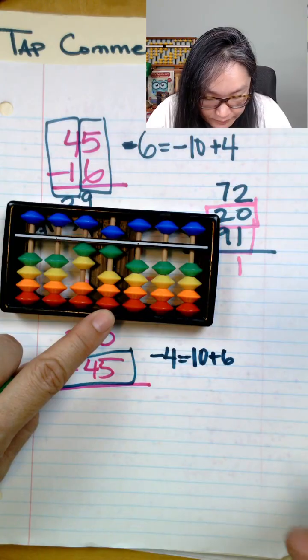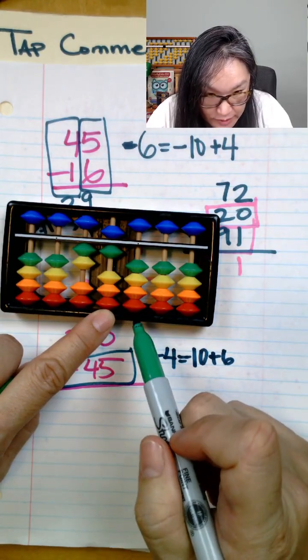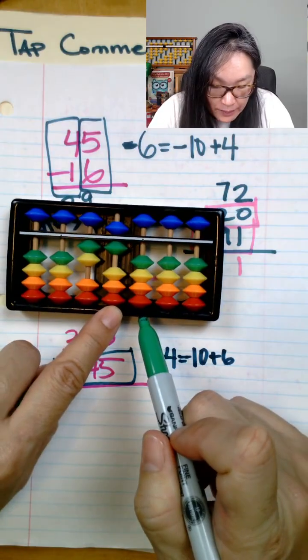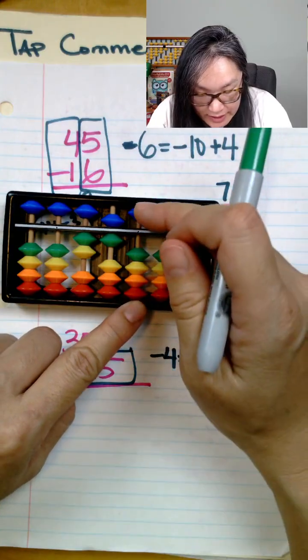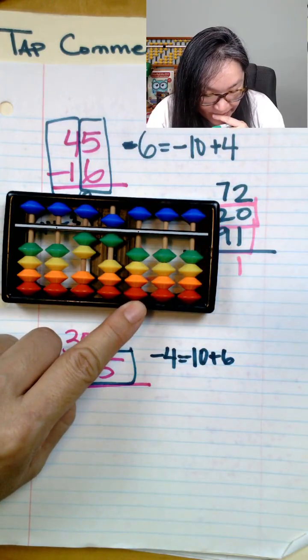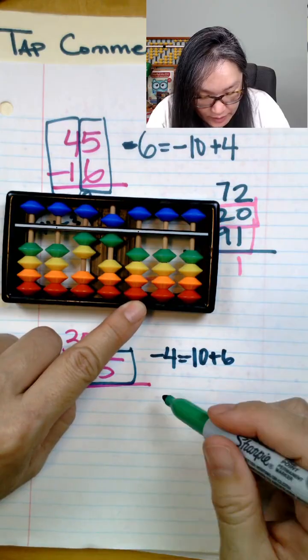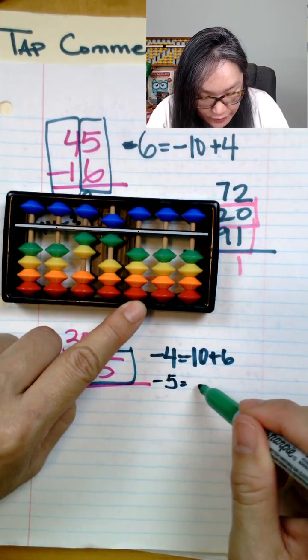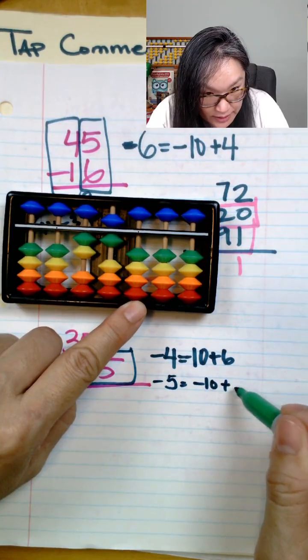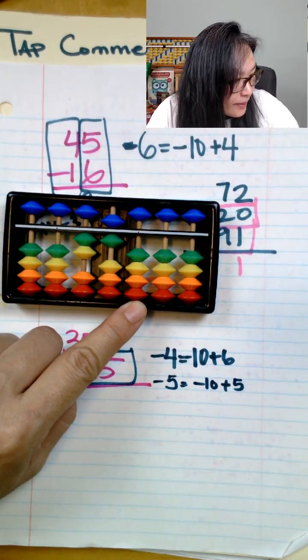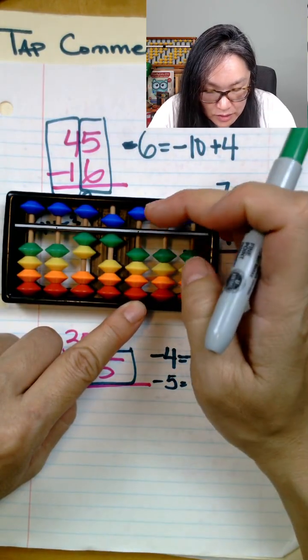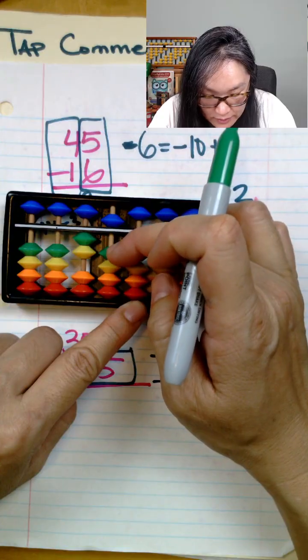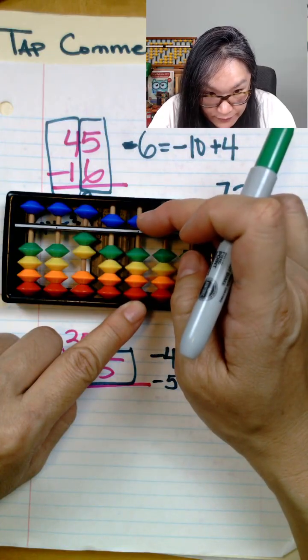That's easy. So my next number is minus 5, right? So I minus the 5 over here. Is there enough to take away the 5? No, there's not enough to take away the 5. So to minus the 5, I have to minus the 10 plus the 5. Right, exactly. So I have to take away the 10 and then plus the 5.